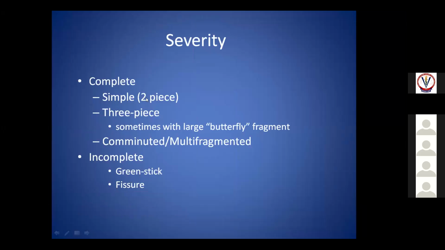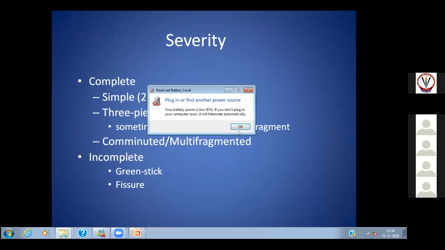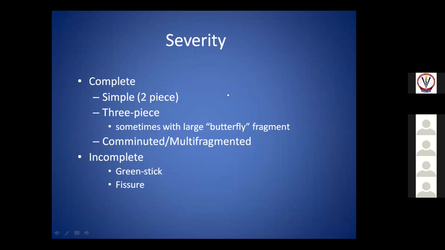Now coming to severity, whether it is a complete fracture, and if it is a complete fracture, whether it is a two-piece fracture or a three-piece fracture, or it is having very small butterfly fragments. Very small butterfly fragments means small chips that have resulted because of a comminuted fracture. And whether it is complete or incomplete. Incomplete means where the fracture is not complete, we also call them green stick fractures.